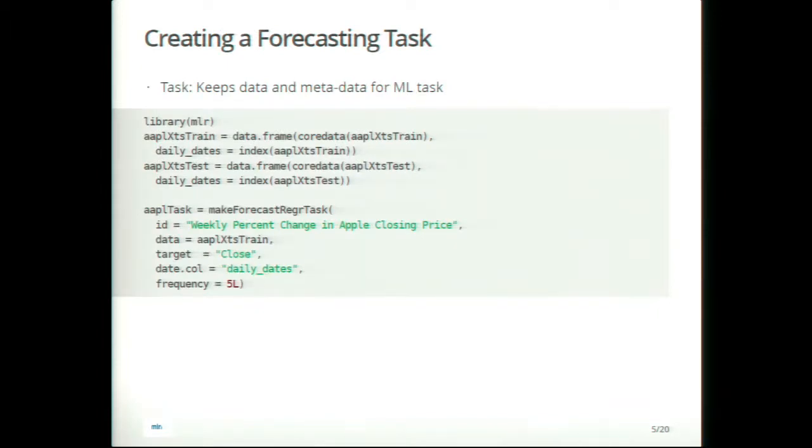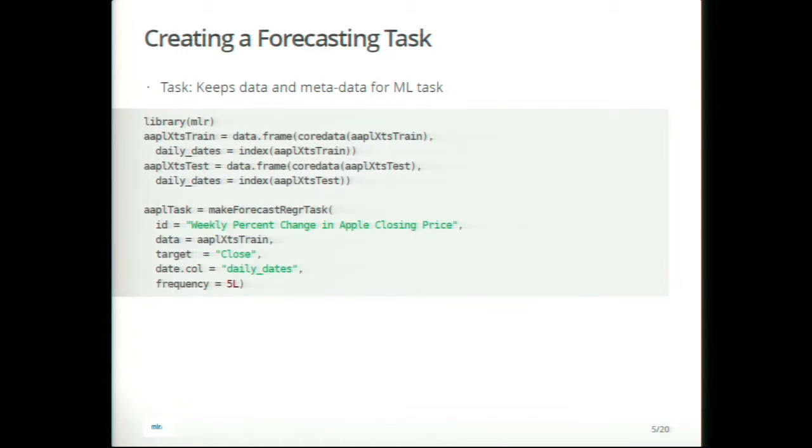So in the mlr framework, you can see here I just do a little bit of stuff because Quandl gives back an XTS frame, you have to turn it into a data frame. We first start with the task that holds all of the data and metadata for the particular task that we're going to be doing. In particular, we have a make forecast regression task. We give it an ID to tell us in the future what this was. We give it the data. We tell it our target is close, the closing price. We tell it the date column so it knows what column is the dates.